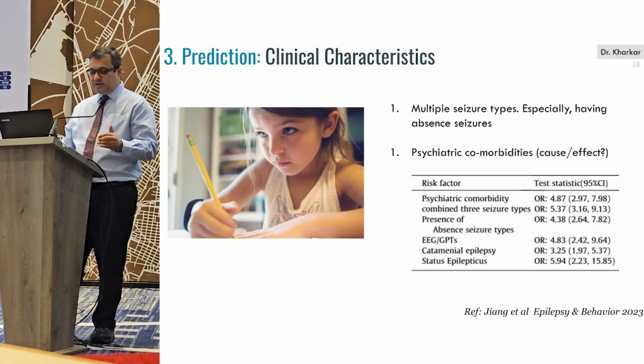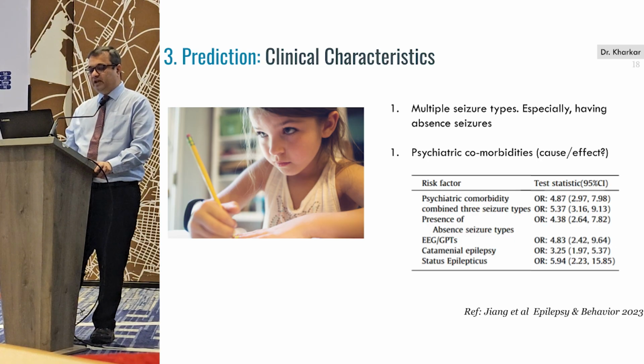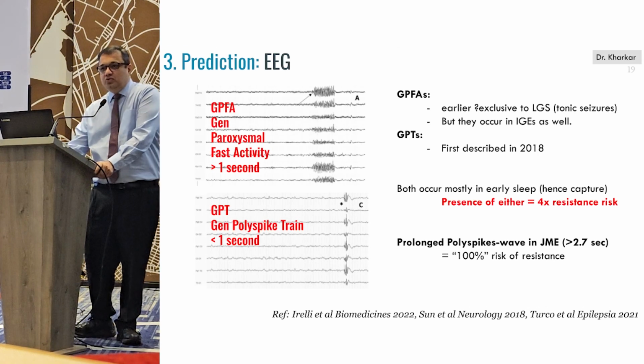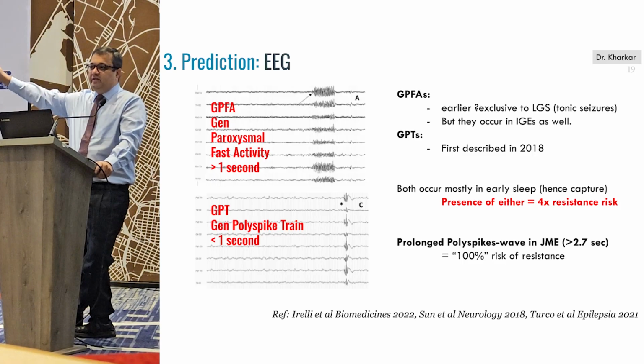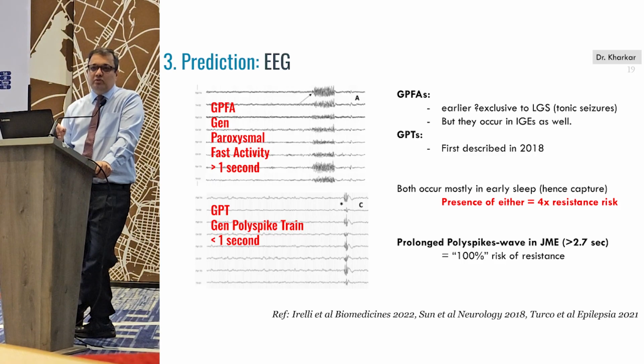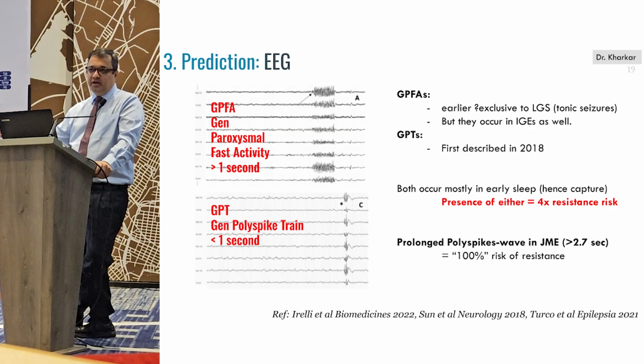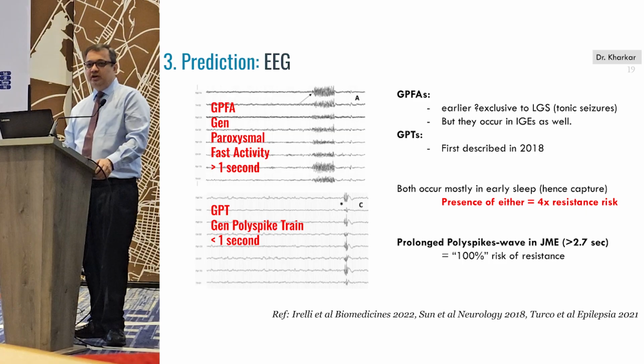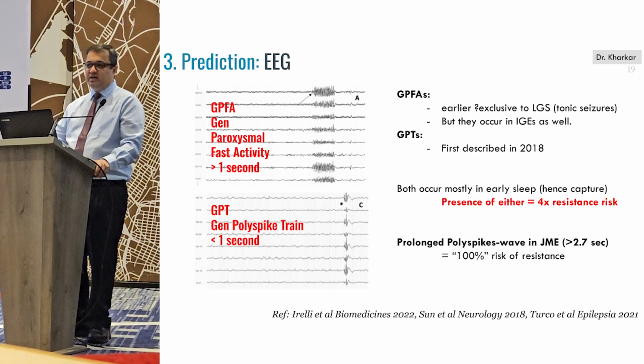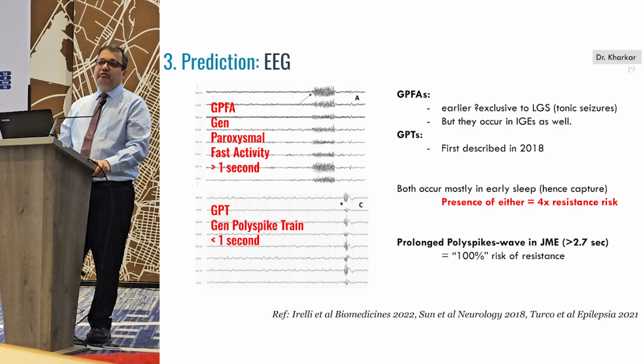Psychiatric comorbidities, catamenial epilepsy, status epilepticus: these are probably important, maybe not. But absence epilepsy in juvenile myoclonic epilepsy is a red line. Within the EEG, there are two features. You get this faster activity. If the faster activity lasts for more than 1 second, we call it generalized paroxysmal fast activity. If it lasts for less than 1 second, we call it GPSW, generalized polyspike-wave. The same sort of thing. If these things are present, then it is much more likely that the person will be medically resistant.